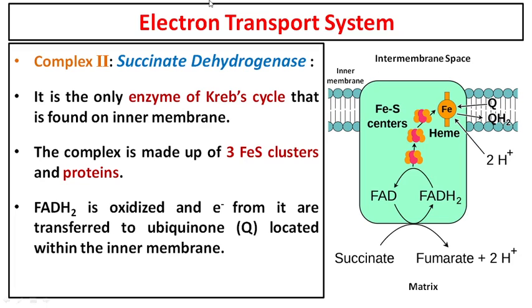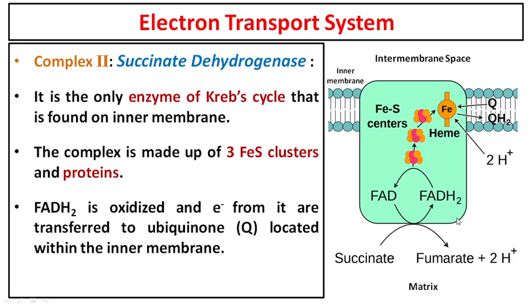The second complex is the succinate dehydrogenase complex. Now remember, I had told you in the last class that this is a special enzyme. It is the only enzyme that is common between the Krebs cycle and the electron transport chain. Second, it produces FADH2, and third, it is found on the inner membrane of mitochondria and not in the matrix. Let us find out how the structure looks.